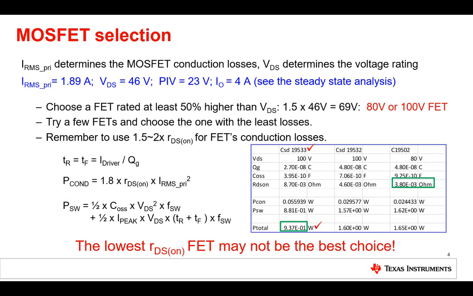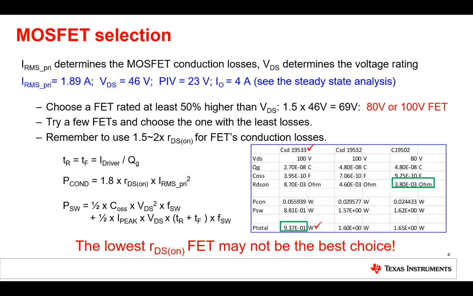After the transformer, the most important component is the MOSFET. The steady-state analysis determined the parameters we need for the MOSFET. These have been determined in video 2 of the series. The primary RMS current is used to calculate the conduction losses. The drain-to-source voltage, which is the maximum input voltage plus the reflected output voltage, gives the minimum voltage rating.